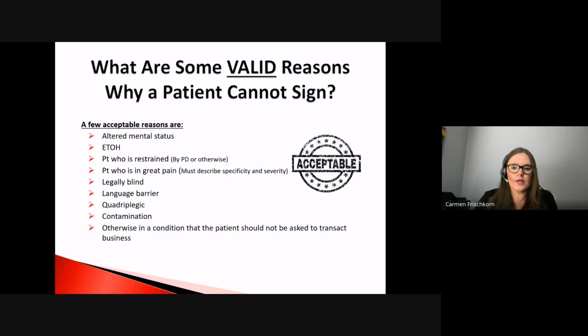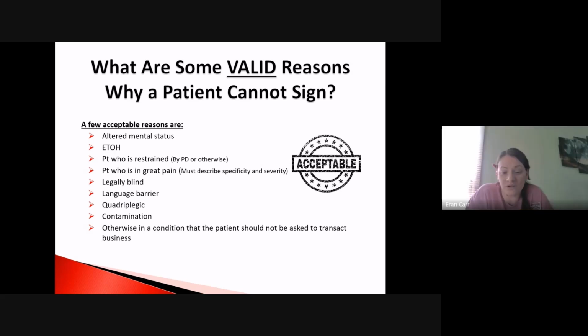Aaron, you had your hand raised? Yeah. What if they get to the hospital and they refuse to sign, or they leave the hospital before they have signed your documents?